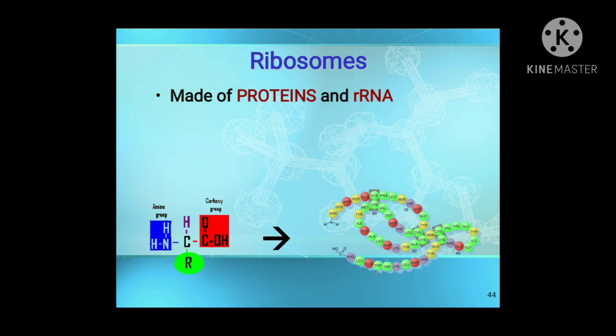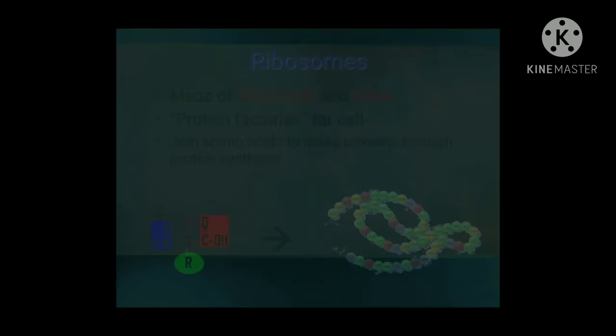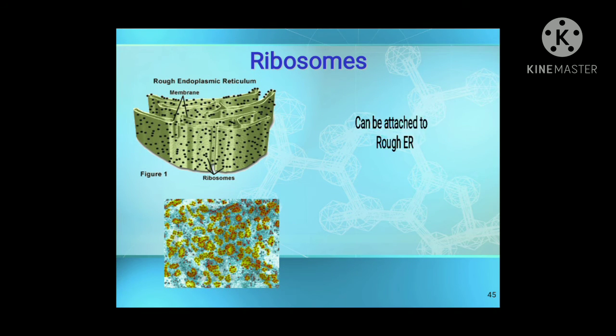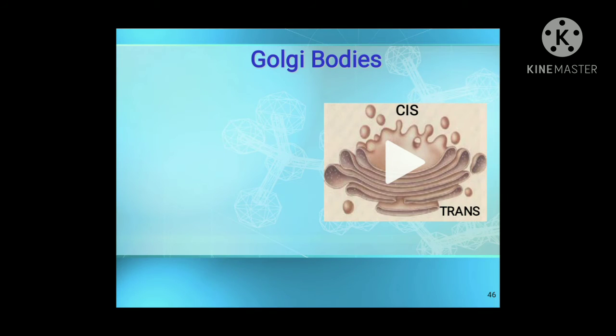Ribosomes, made of proteins and rRNA. They are the protein factories of the cell. They join amino acids to make proteins through protein synthesis. Ribosomes can also be attached to rough ER or be free in the cytoplasm.